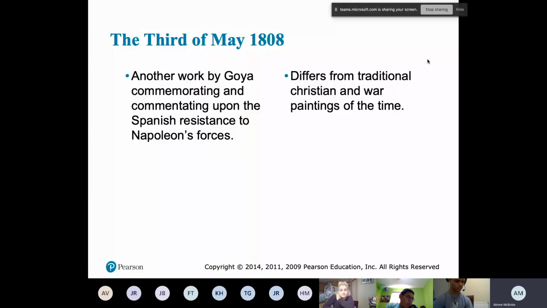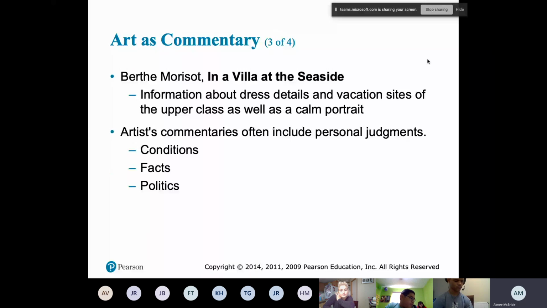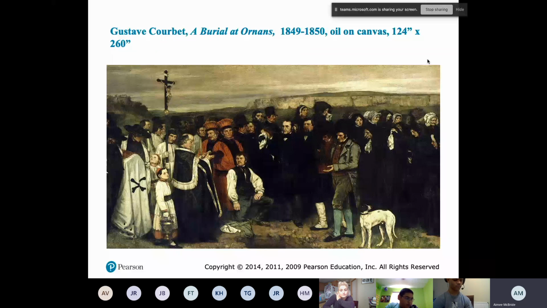Continuing on with art as commentary, we're going to skip forward. I'm going to skip the Bertrand Morisot one and move on to the Gustave Courbet image. Sometimes art as commentary is a really big statement, like Goya's painting. Sometimes it's not such a big deal. Sometimes it is just the artist trying to retell a story, which is what is happening here.